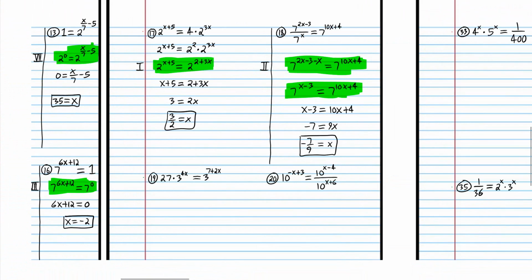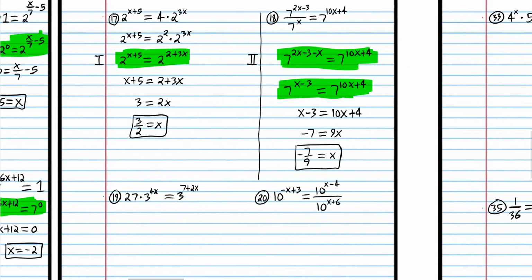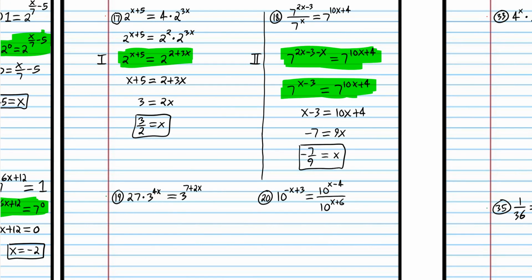All right, so I want you to try number 19. We want to get expressions that have the same base. We have 3 over here and 3 over here, but the problem is the 27 is messing things up here, so we can't really get rid of the bases. So we need to change that 27 so it has a base 3, and then use rule number 1 to combine those numbers into one expression. So go ahead and try number 19, and when you come back, we'll do it together.